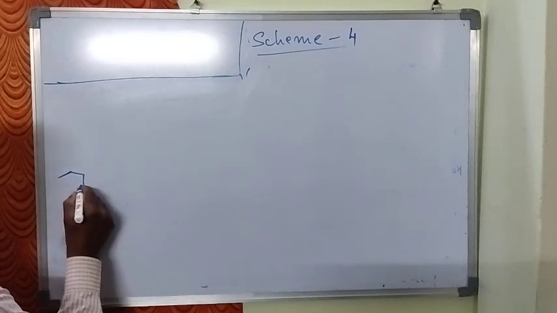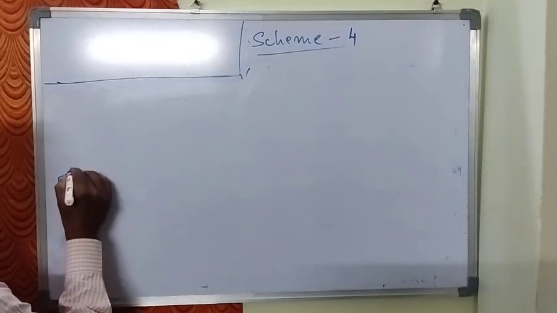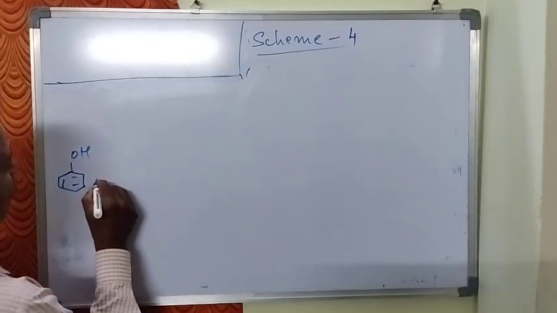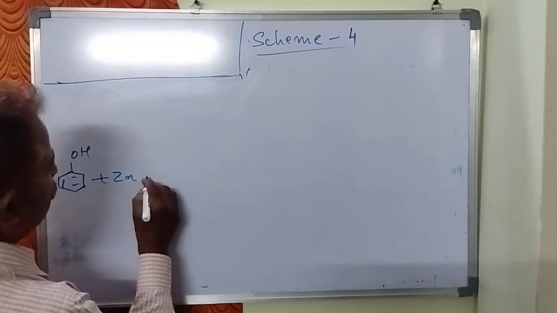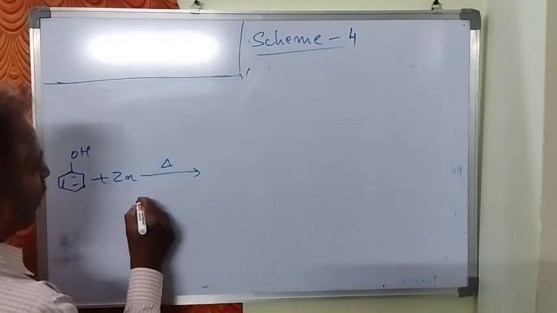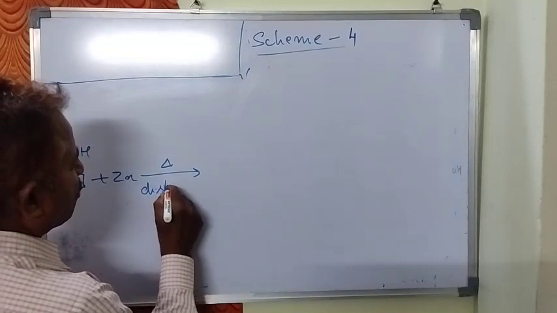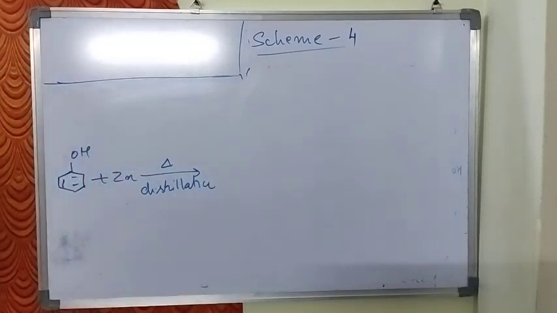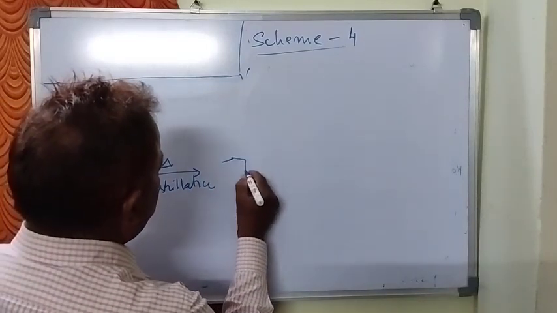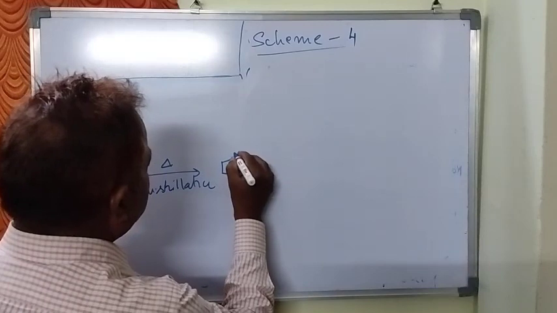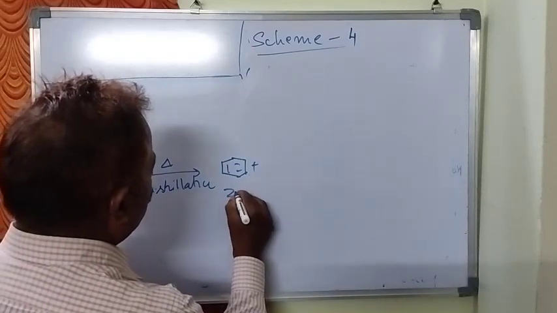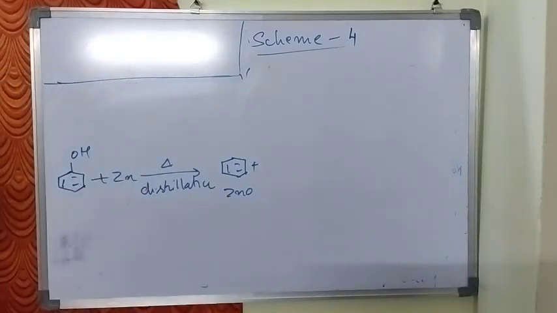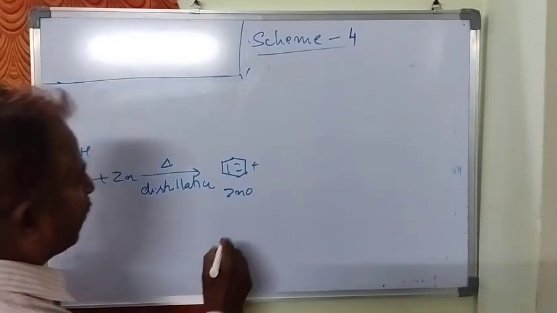Let us take phenol here. This is phenol, C6H5OH. Phenol is treated with zinc dust at high temperature. This is distillation. What happens when phenol is subjected to distillation under high temperature with zinc? We get benzene. Plus of course zinc oxide is formed.